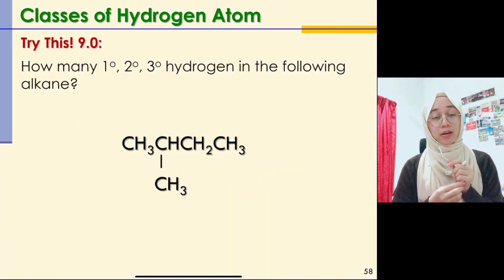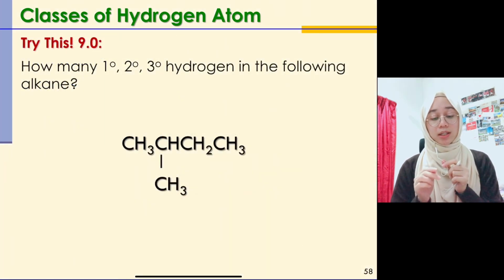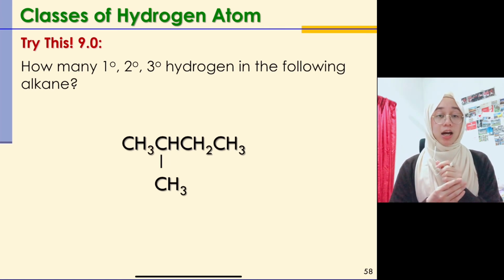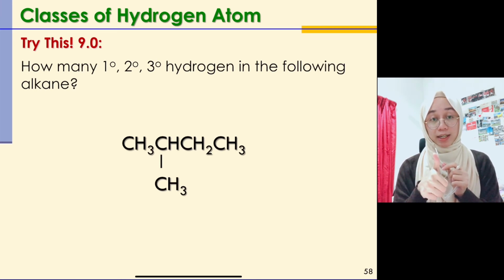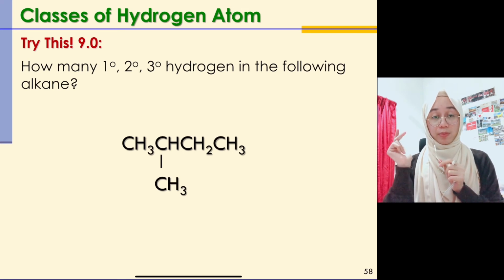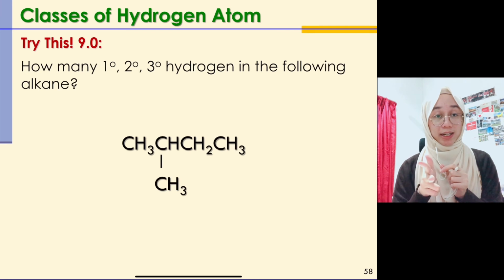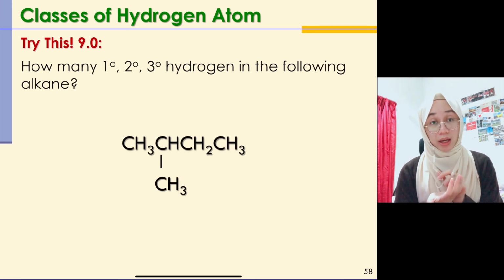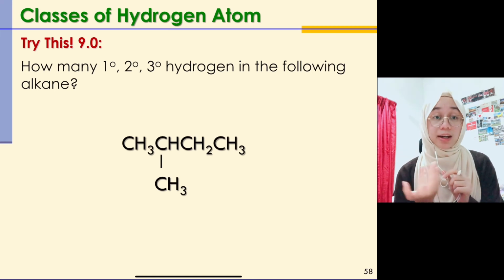Now it's your turn to try. Try this 9.0. How many primary, secondary, tertiary hydrogen in the following alkane? Yang ni classifykan dahulu the hydrogen. Once kamu dah classify hydrogen tu nanti, state how many primary hydrogen yang ada. State how many secondary hydrogen. State how many tertiary hydrogen yang ada. Tapi first thing before kamu nak identify the classes of hydrogen, again, classify dahulu the carbon.